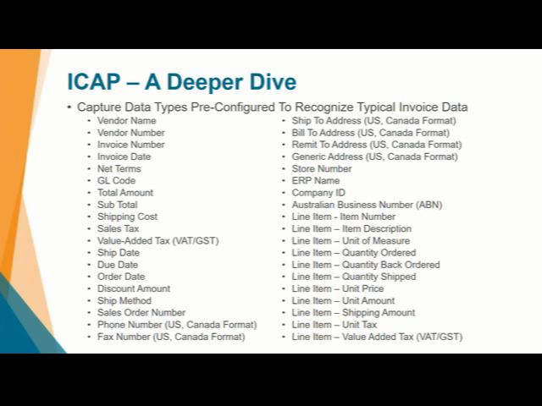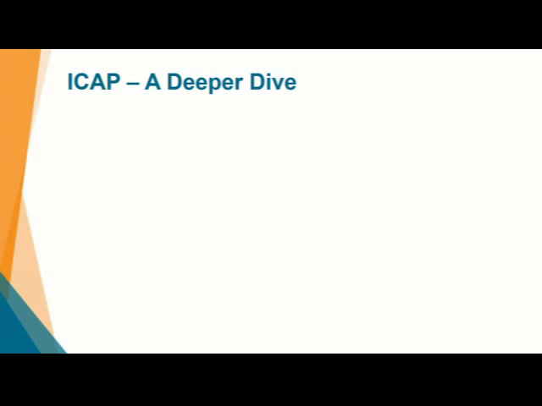As I mentioned before, there's all these different capture data types. This is what the system comes pre-configured to be able to recognize for the different data elements that might appear on the invoice. I'm not going to go through these at length, but you can see the wide variety of different data elements that can be captured and mapped to your OnBase document types for further processing, including all those line items that you see in the lower portion of the right-hand column there.